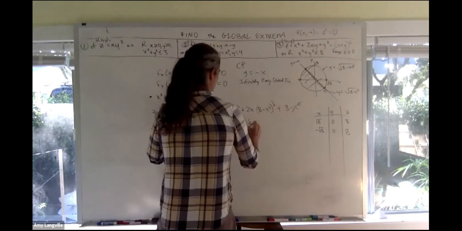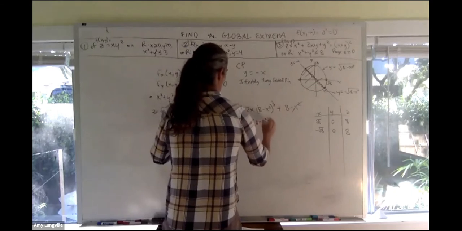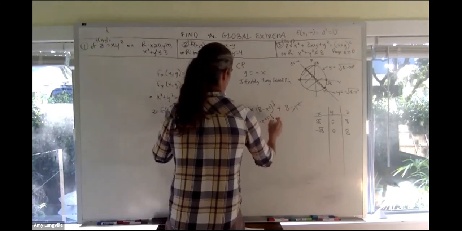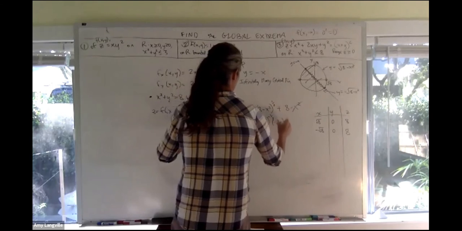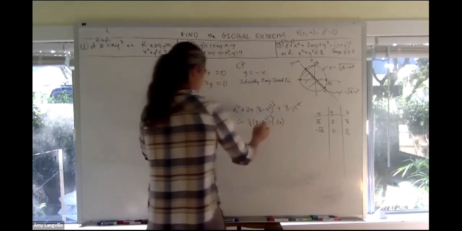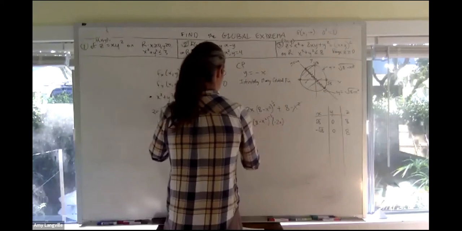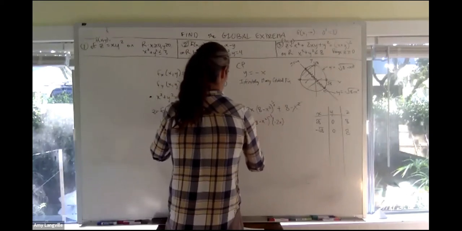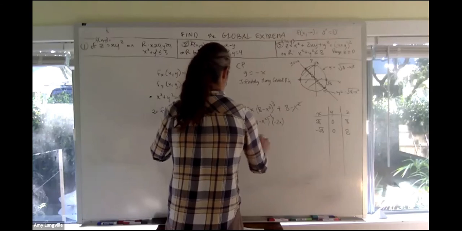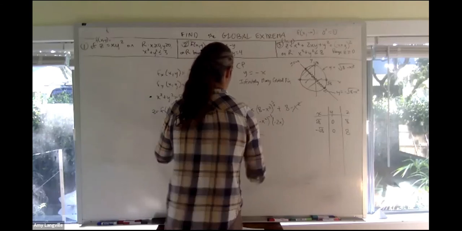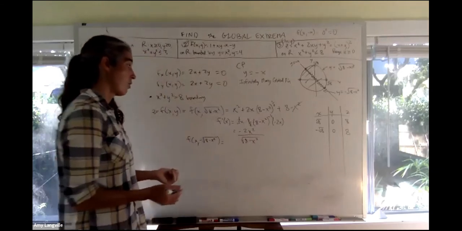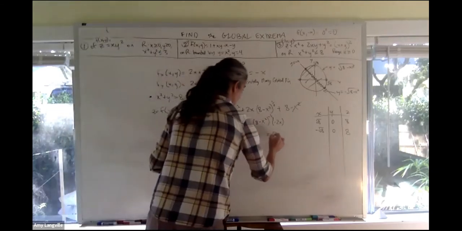So times the power, down a power, times the derivative of what's inside, minus 2x. The 1/2 and 2 go away. So I'll have a minus 2x squared divided by square root of 8 minus x squared. That's the derivative. I want to set it to 0 to get critical points.